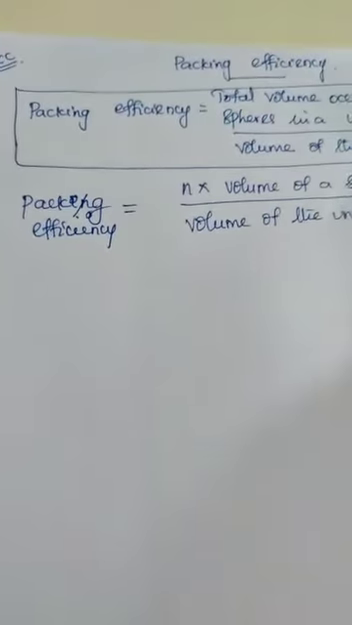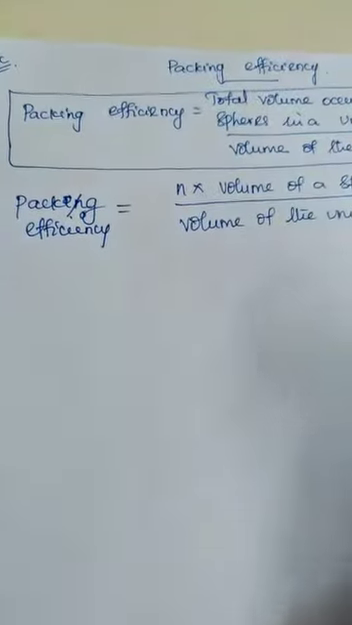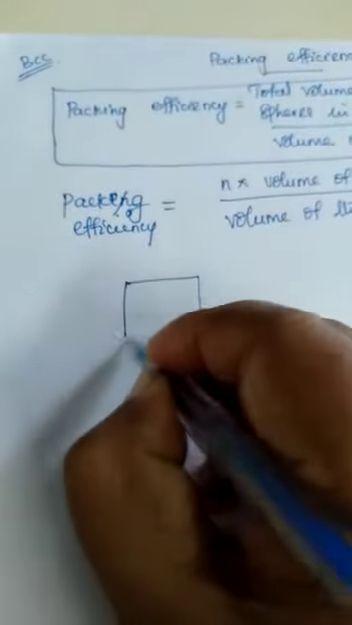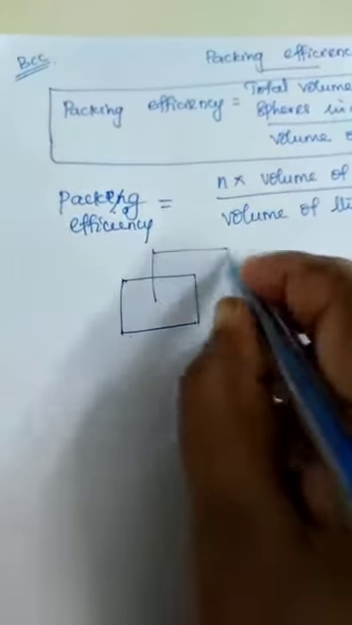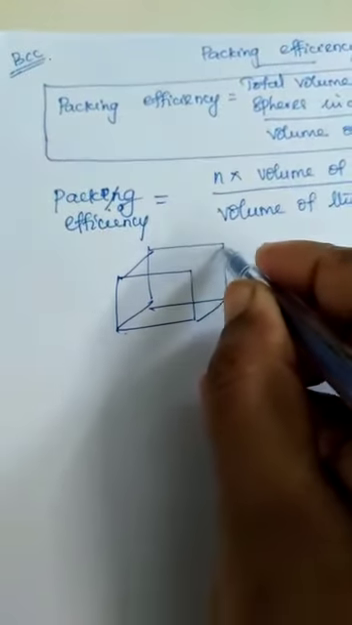I'm just going to calculate the packing efficiency in a BCC crystal. You know the formula, how to calculate it. So in a BCC crystal, I'm going to draw the diagram where atoms or ions are occupied at the 8 corners, as well as present at the body center.